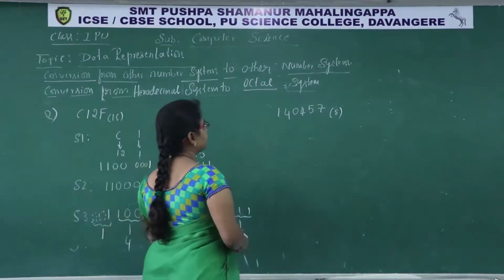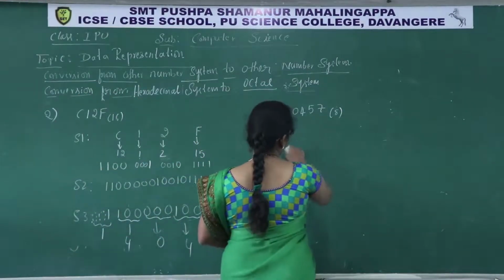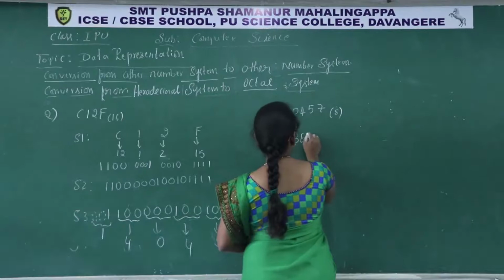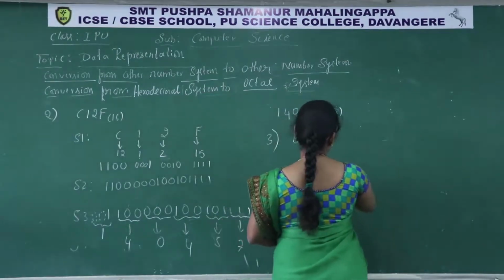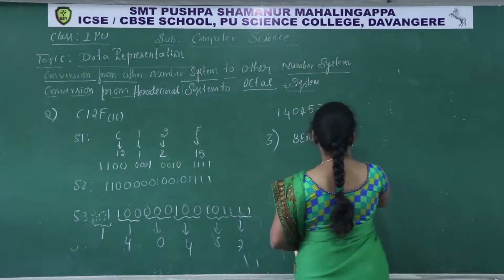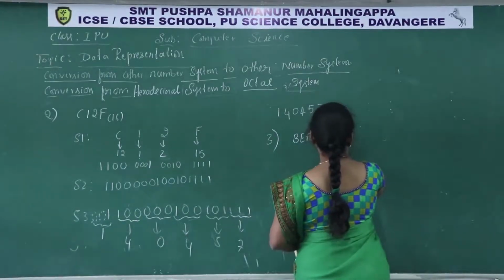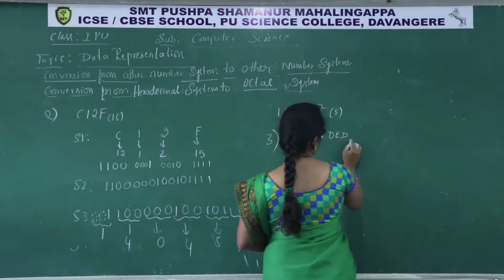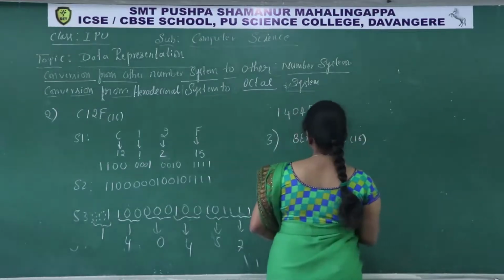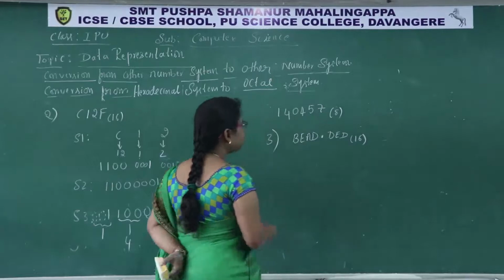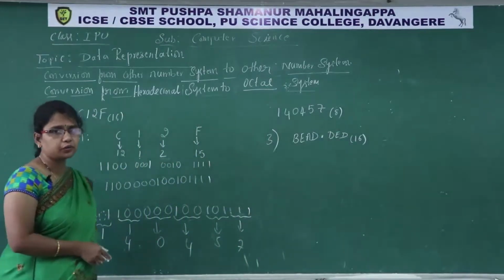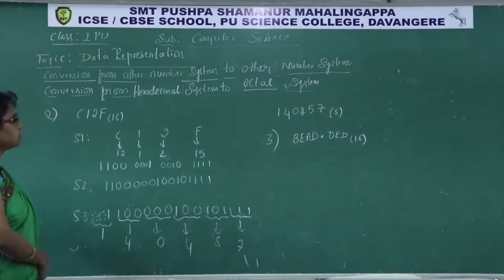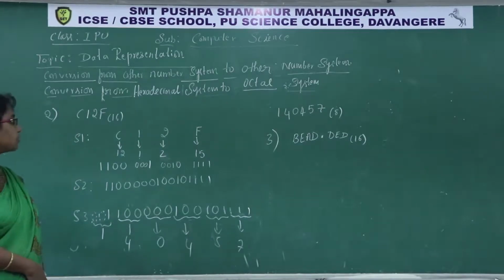Next, BEAD point DED base 16. So here I have taken a fractional part. Same method we have to apply, which we applied for conversion from binary to hexadecimal.